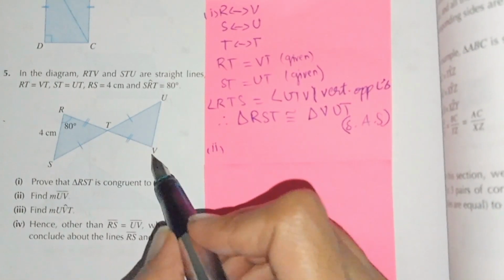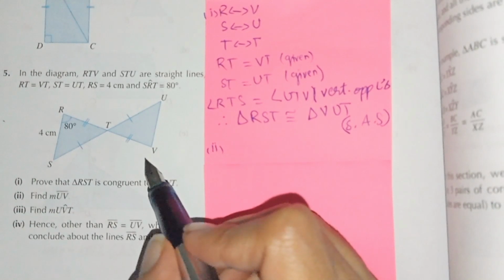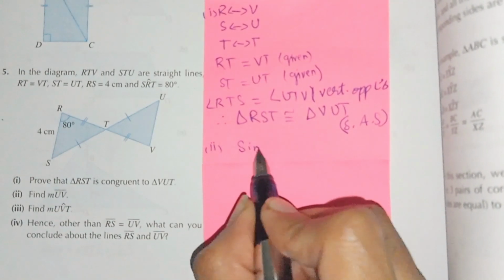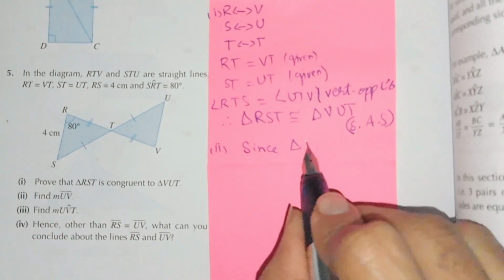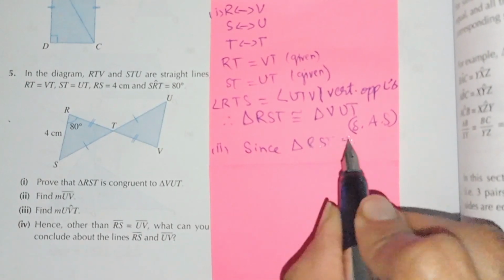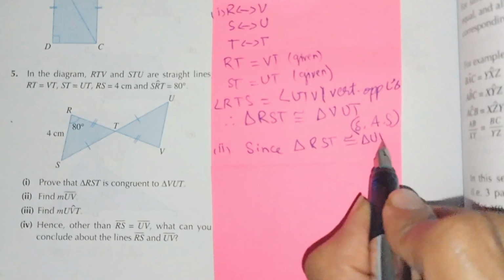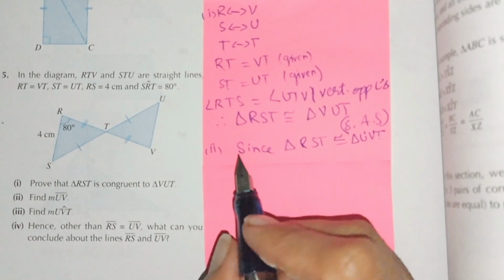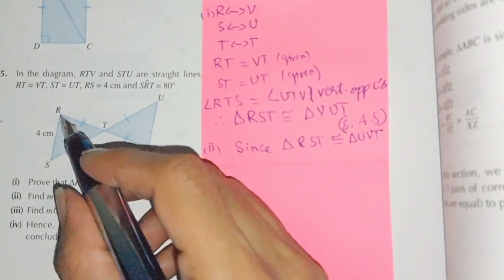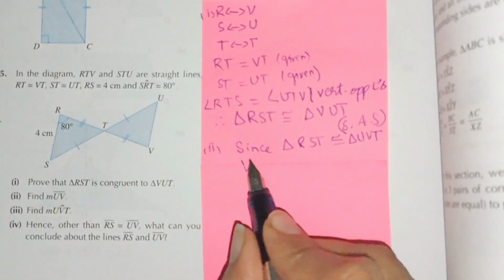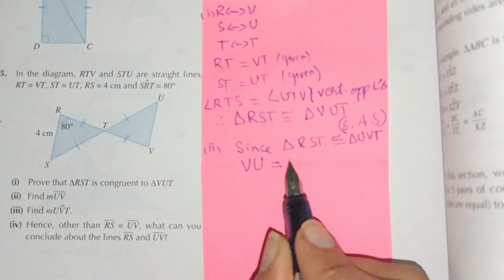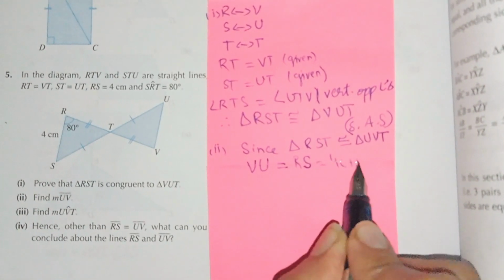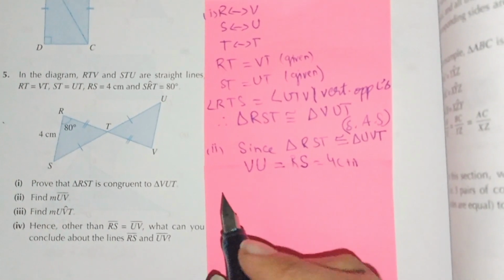We have to find that line. What is the length of this line? Since both triangles are congruent, as we proved that triangle RST is congruent to triangle UVT, we can write that UV is equal to SR, which is equal to 4 centimeters. And now students, that is part number 2.